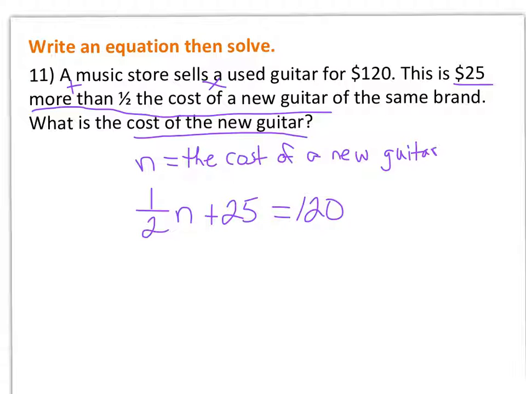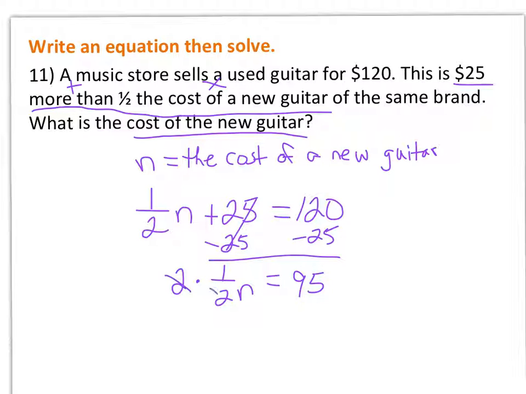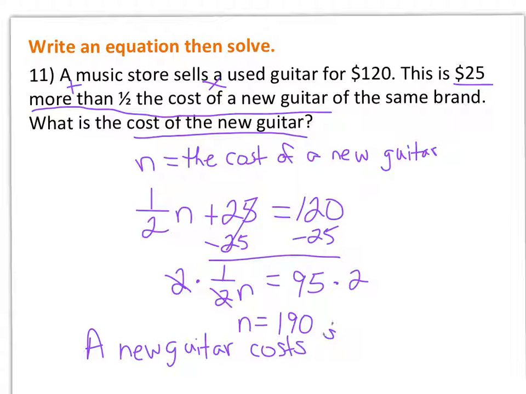So just like before, I'm going to get n by itself, so let's subtract 25. So 1/2 n equals 95. Then we can divide by 1/2 or multiply by its reciprocal, which is 2. 95 times 2 is 190. So since this is a word problem, we want to leave our answer in a sentence. So we can say, a new guitar costs $190.